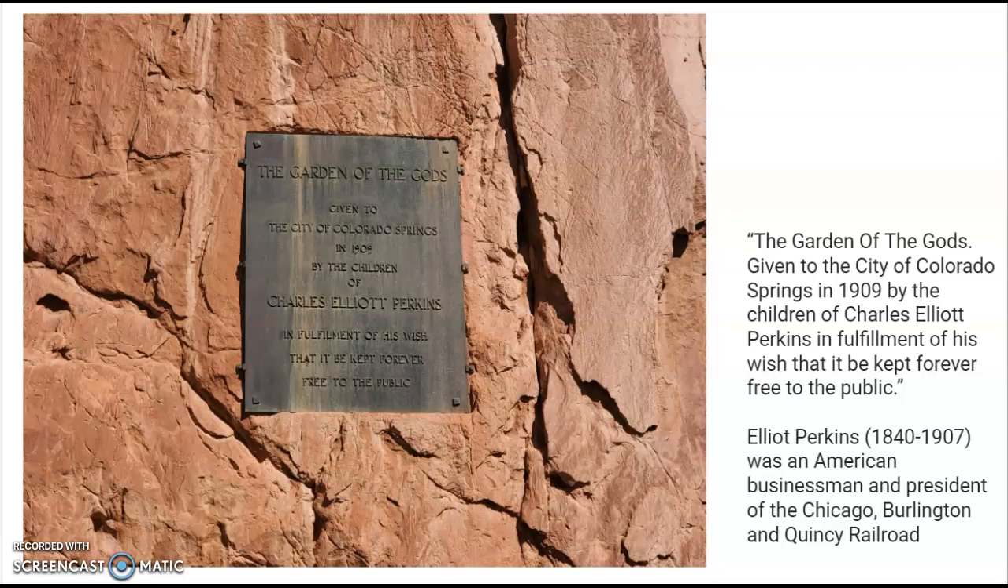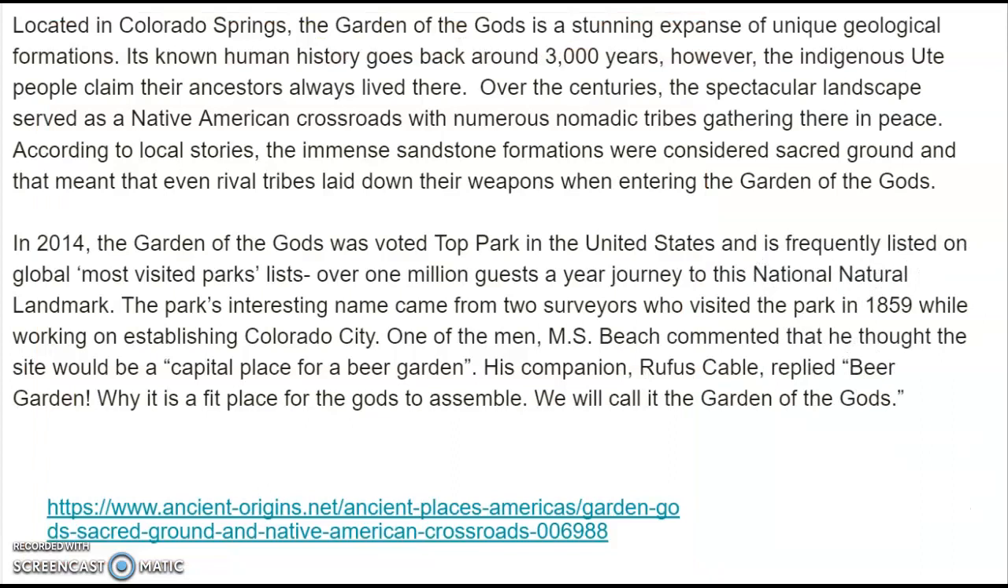So in the Central Garden, on the main rock, there is this plaque that reads, "The Garden of the Gods, given to the city of Colorado Springs in 1909 by the children of Charles Eliot Perkins in fulfillment of his wish that it be kept free to the public forever." Eliot Perkins was an American businessman and president of the Chicago, Burlington, and Quincy Railroad. Now, imagine, it was free before Perkins arrived. So this is an interesting statement and hopefully reminds you of our previous conversation.